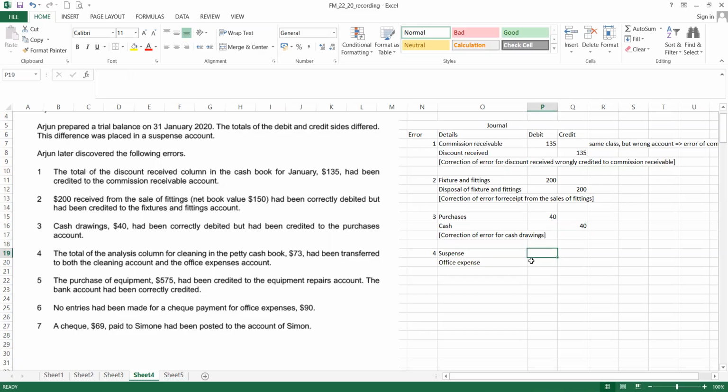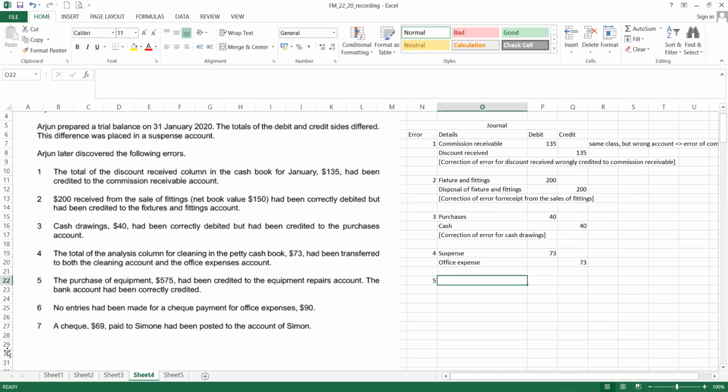Okay, so here 73. So this is the amount that we get. Adjust this one, no need to adjust the cleaning because the cleaning account is correct, office expenses is wrong. Next number, if you want to put the reason, you can put it down. Since this is the extra, I don't put the narrative, okay?